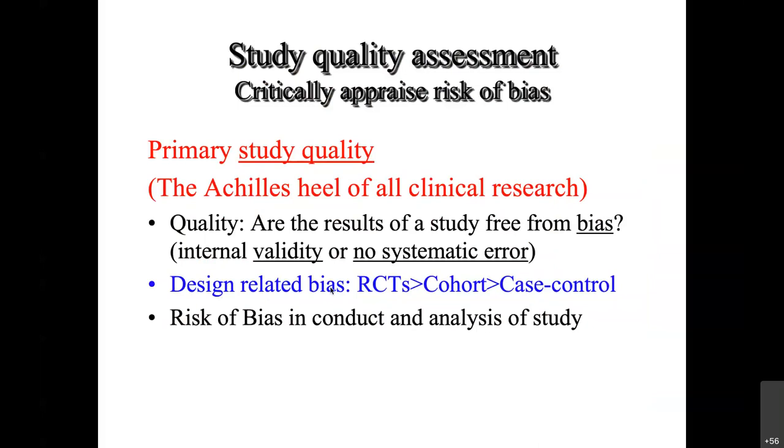And in the context of effectiveness research, a randomized trial is considered more trustworthy than a cohort study. And a cohort study is considered more trustworthy than a case control study.